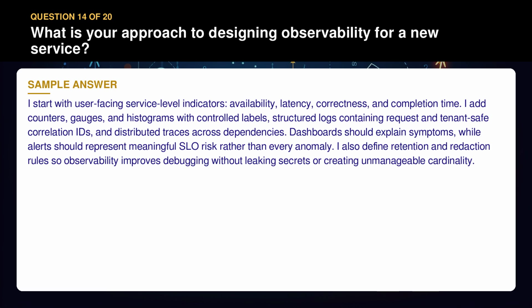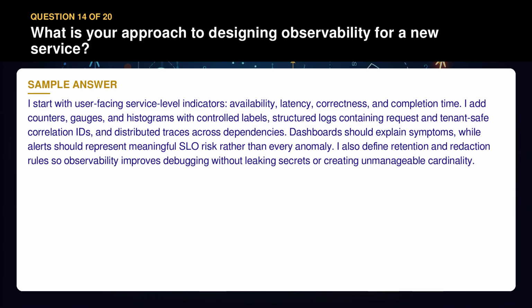I start with user-facing service-level indicators, availability, latency, correctness, and completion time. I add counters, gauges, and histograms with controlled labels, structured logs containing request and tenant-safe correlation IDs, and distributed traces across dependencies.